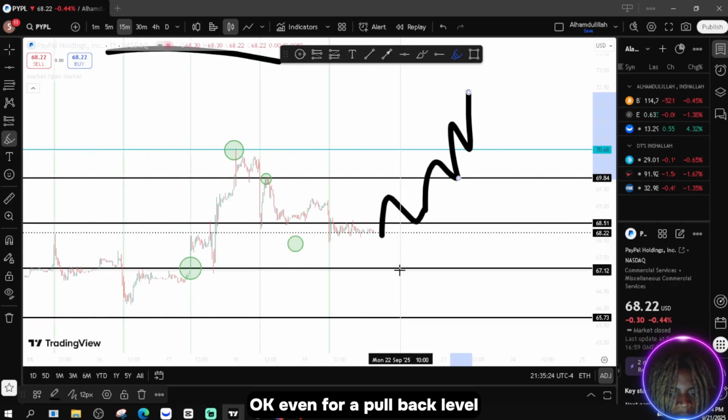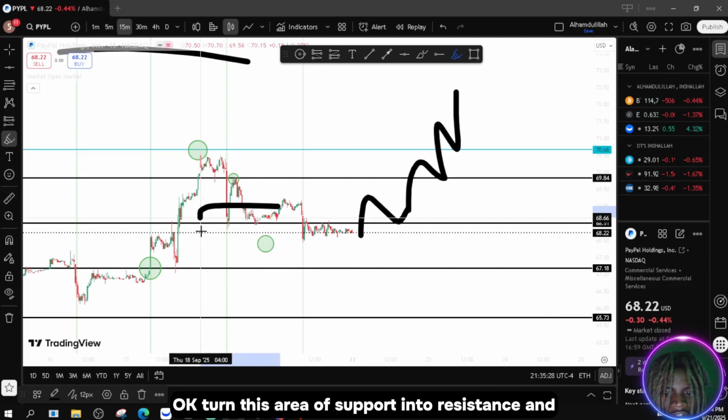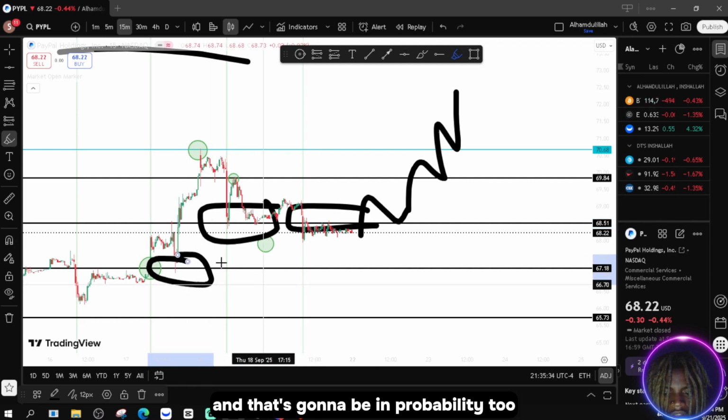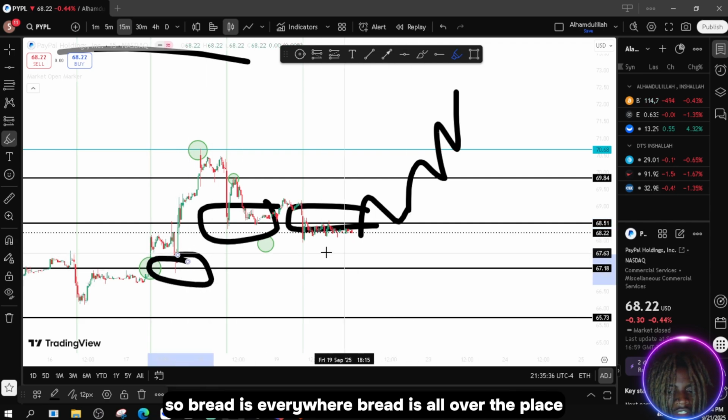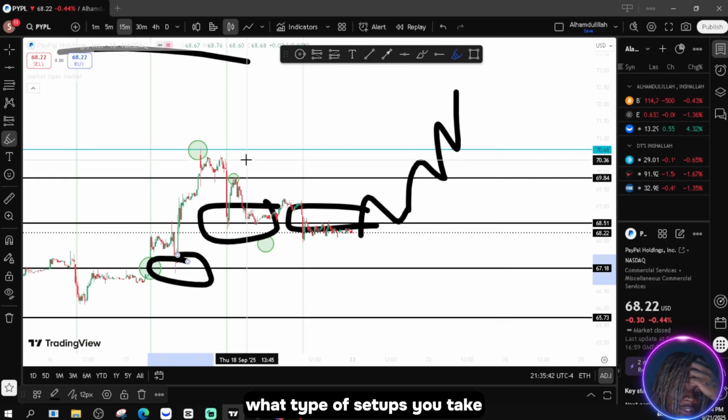And even for a pullback level, if I see price try to dump down to here, turn this area of support into resistance and then fall down, which it could potentially do, and meet up with this low, then that's going to be in probability too. So bread is everywhere. Bread is all over the place. It's just depending on how patient you want to be and what type of setups you take.